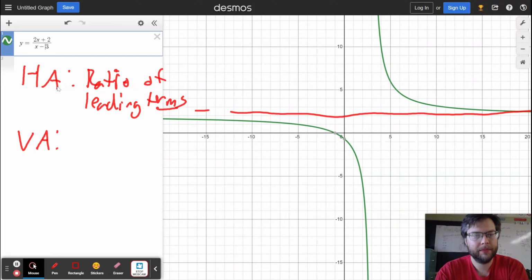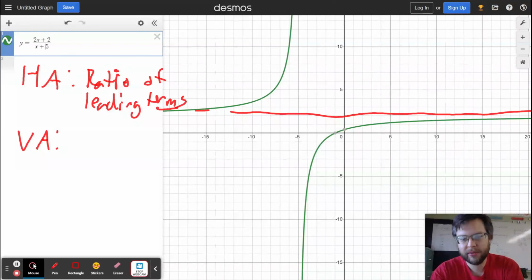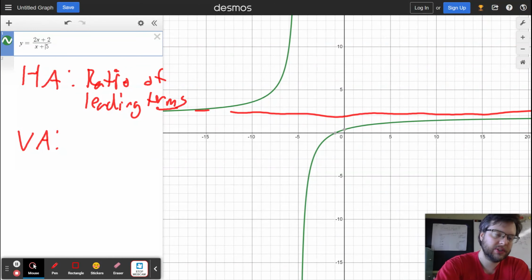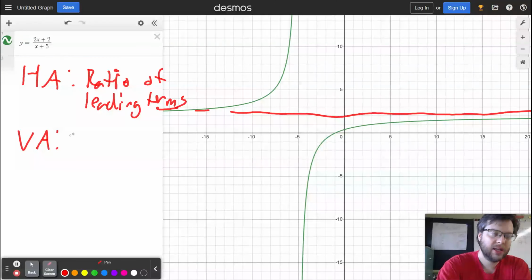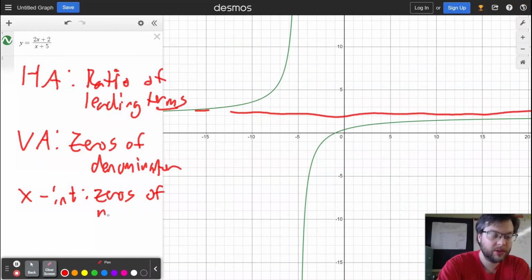Notice that the vertical asymptote completely depends on the number on the bottom. If I make it x minus 5, now the vertical asymptote is at x equals 5. If I make it x plus 5, the vertical asymptote's at negative 5. So the vertical asymptote is just the zeros of the denominator. The x-intercept is the zeros of the numerator.